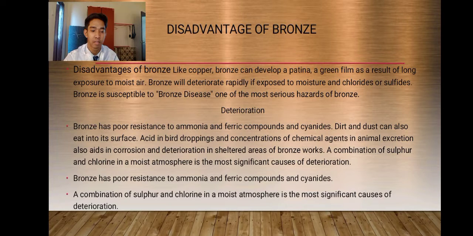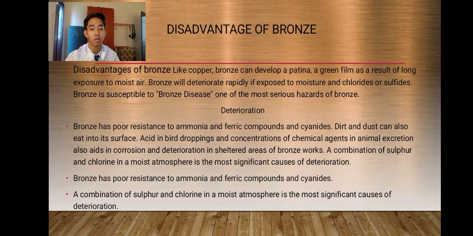Bronze has poor resistance to ammonia, ferric compounds, and cyanide. Dust can also eat into its surface. Acid rain dropping and concentration of chemical agents in animal exchange also add to corrosion and deterioration in shell areas of bronze work. A combination of sulfur and chlorine in a moist atmosphere is the most significant cause of deterioration.